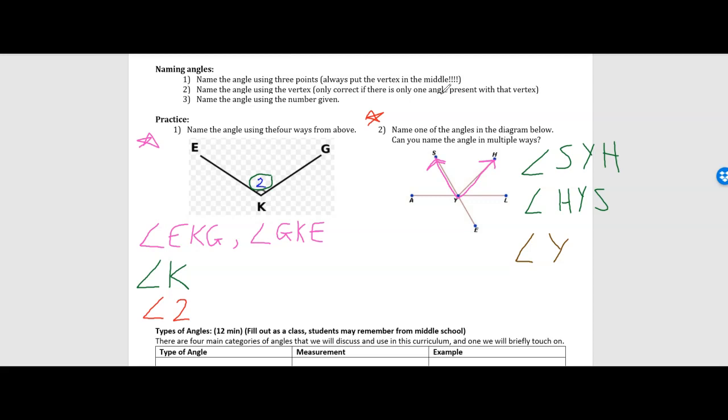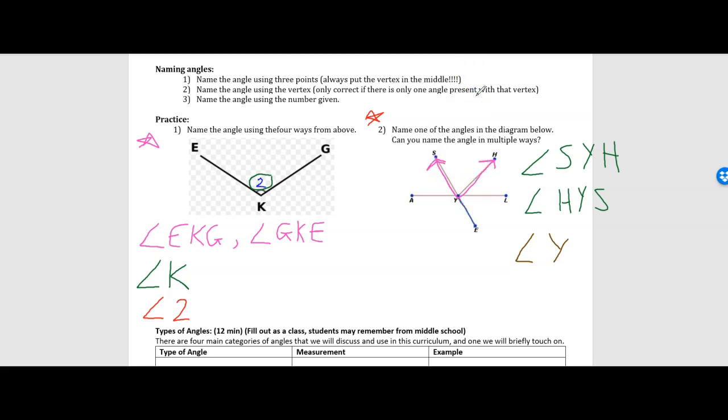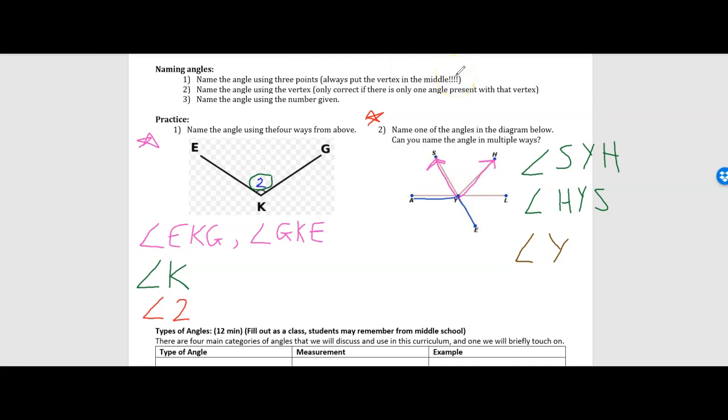So here's the problem with just saying angle Y. If I say angle Y, how do you know if I'm talking about the pink angle or if I'm talking about this blue angle? Or maybe I'm talking about this green angle right here. And of course, there's some other angles as well. So this goes back up to number 2, and that's why I put this statement in parentheses.